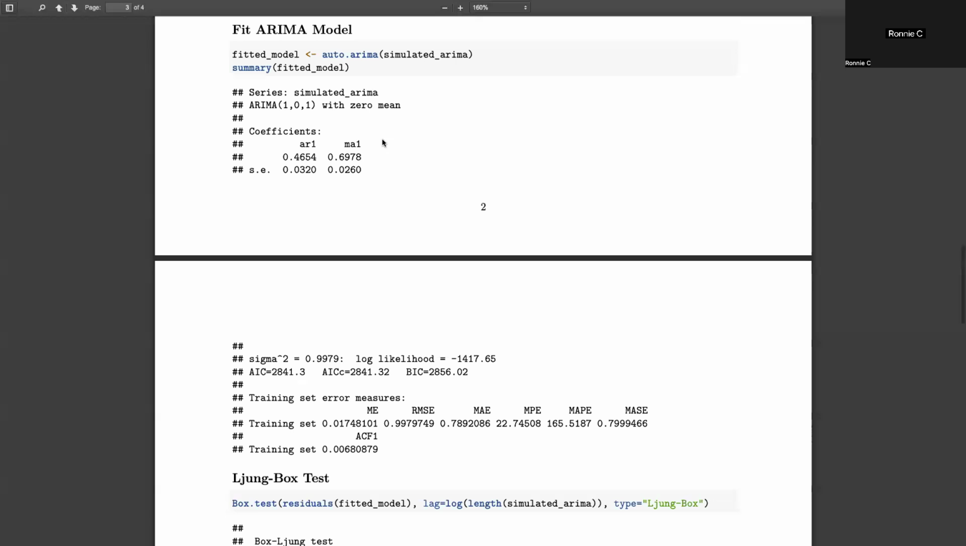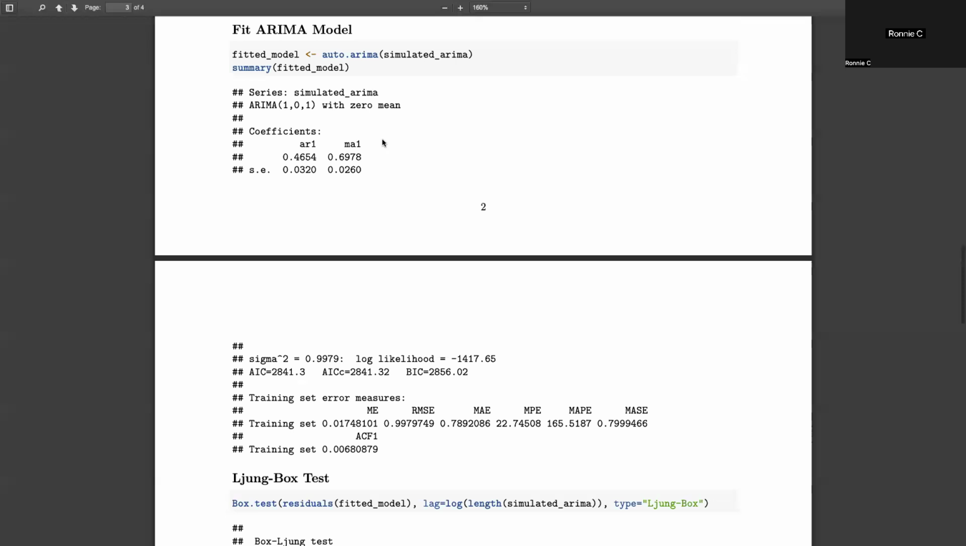Now let's look at the errors. The first error you're looking at is the root mean square error, RMSE. This error measures the standard deviation of residuals, or prediction errors. Lower RMSE values indicate a better predictive accuracy. As you've seen on the screen, the value of RMSE is equal to 0.9979. It's quite a small number.